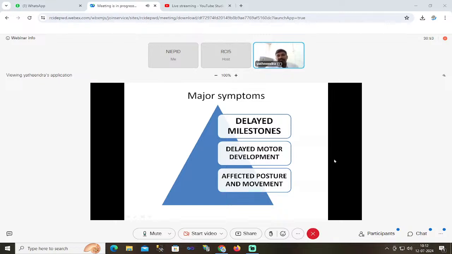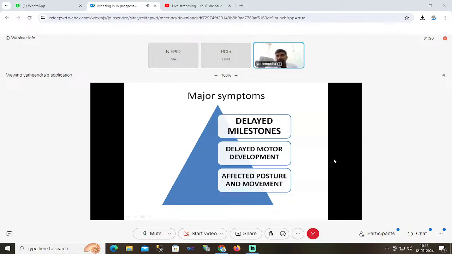As I was telling you, it will result in symptoms. So what are the major symptoms of the brain damage? I just mentioned them pyramid-wise: delayed milestones, delayed motor development, affected posture and movement. You see the order of the pyramid from the apex to the base. In the base, the larger area, what is finally affected is the person's posture and movement. That means in cerebral palsy, there are two major symptoms that will be affected.